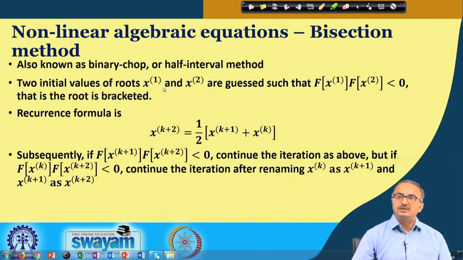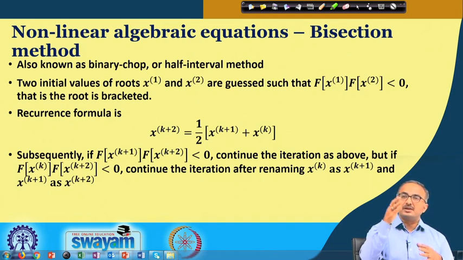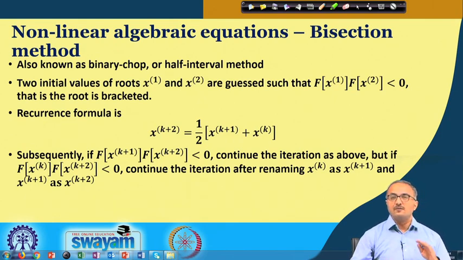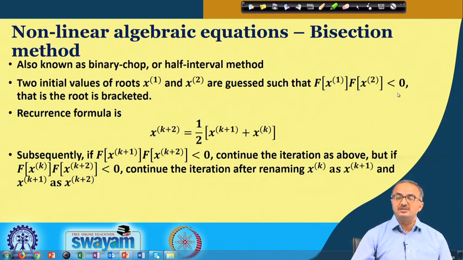And how do we select this x(1), x(2)? These should be bracketing the actual root. That means the root must fall within this particular range. We want to make sure that the function is monotonic in this zone, meaning it should be either only increasing or only decreasing, not fluctuating. With those conditions, we choose x(1), x(2) in such a manner that f(x1) into f(x2) is less than 0.